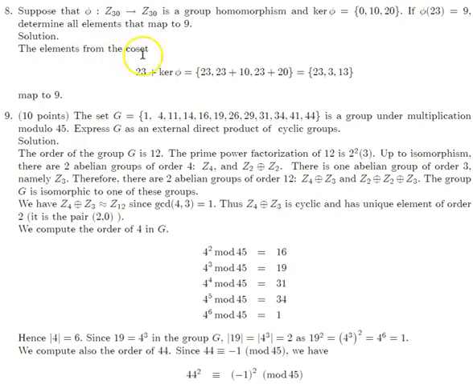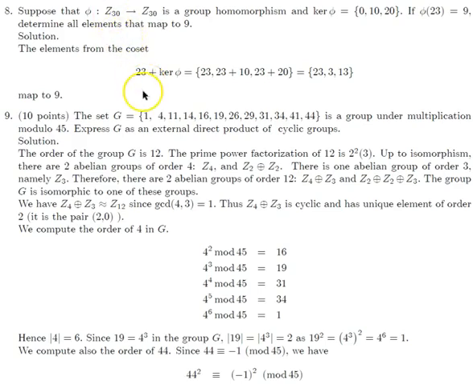Solution: we know that the coset of the kernel that contains 23 consists of such numbers. Each of them maps to 9. So we have to find the coset of the kernel that contains 23.